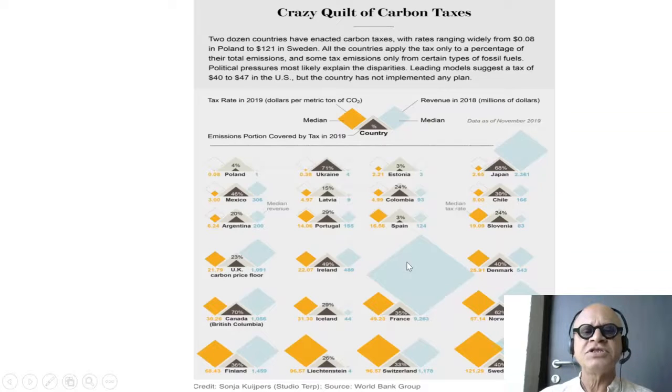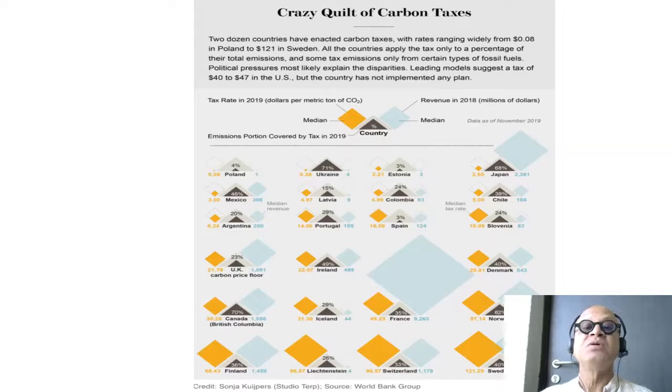Okay. So this is called a crazy quilt of carbon taxes, showing the tax rate in 2019 in dollars per metric ton, the median value. The country is represented there in terms of the emissions portion covered by the taxes, and the revenues they got in 2019 in millions of US dollars as a median value. So 24 countries have enacted carbon taxes, with rates ranging widely from $0.08 in Poland to $121 in Sweden.